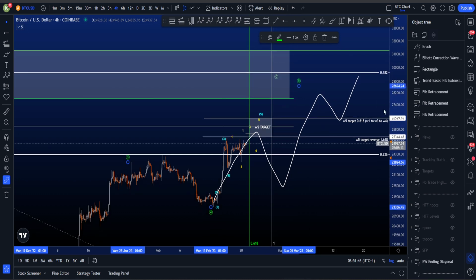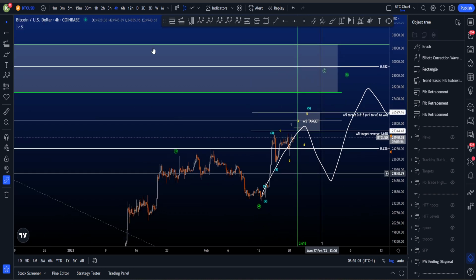So in my opinion, the only way we can reach these higher targets for now with the current scenario and the lower time frame that I have is if this is only a wave 1 and we're going to create a 2, 3, 4, 5 to get into this area and then move down further. So this is what I wanted to say.